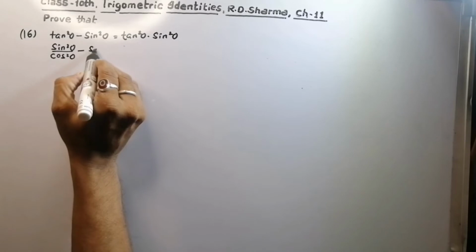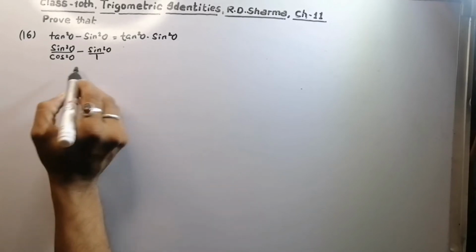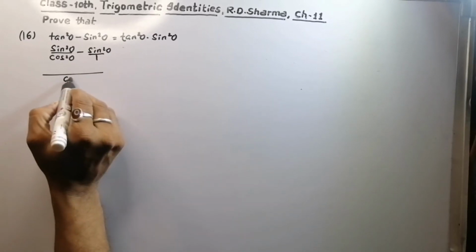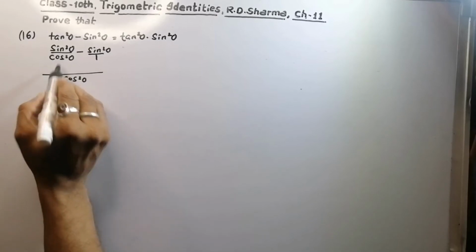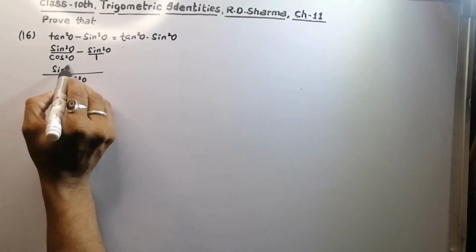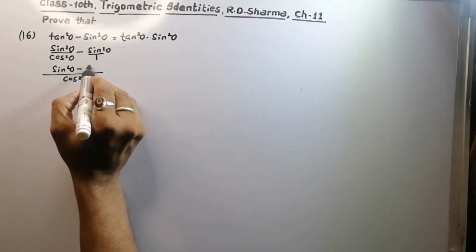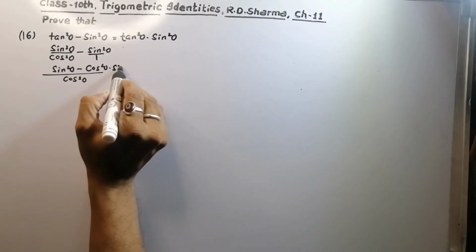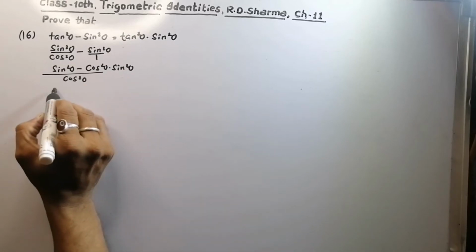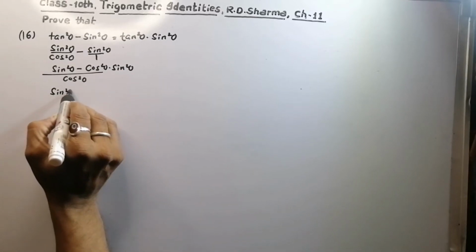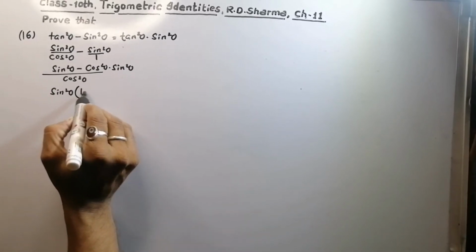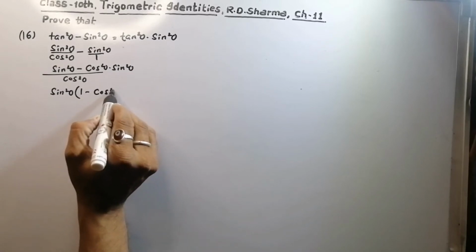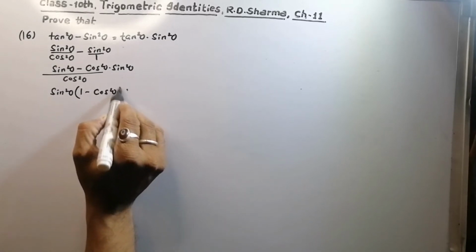Now question number 16. Tan square theta minus sin square theta is equal to tan square theta into sin square theta. First we write left hand side and right hand side. Tan square theta is equal to sin square theta upon cos square theta, minus sin square theta by 1. Take their LCM, it is cos square theta. We can write sin square theta minus cos square theta into sin square theta.